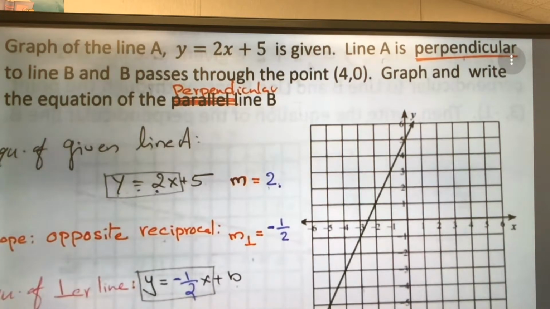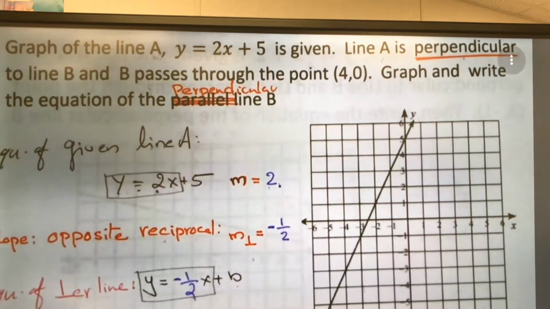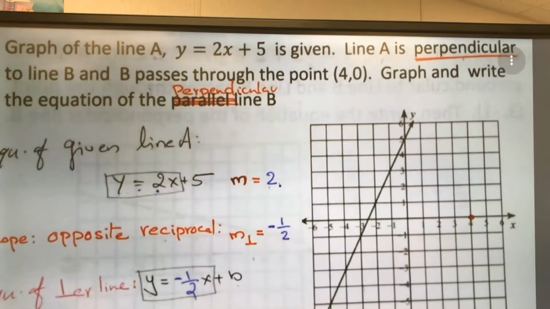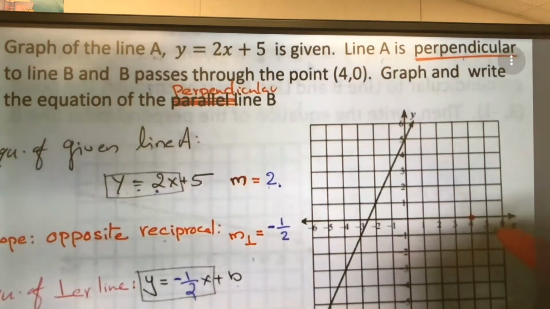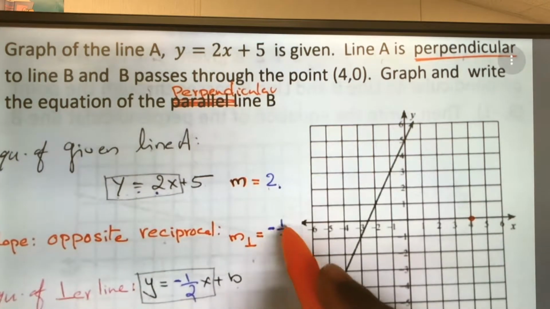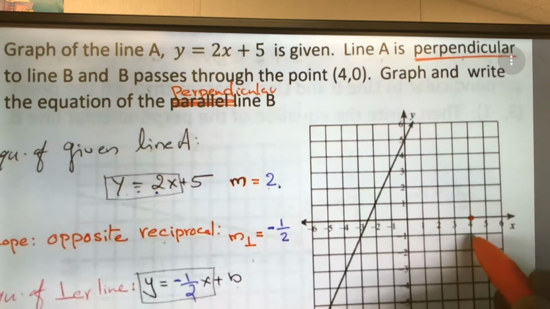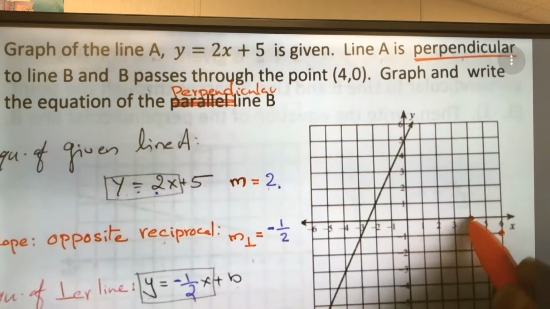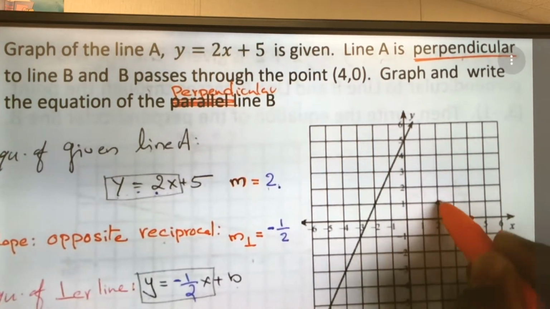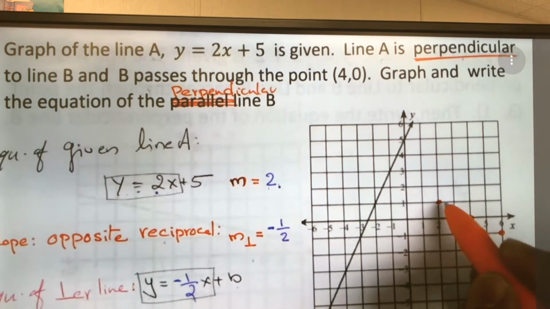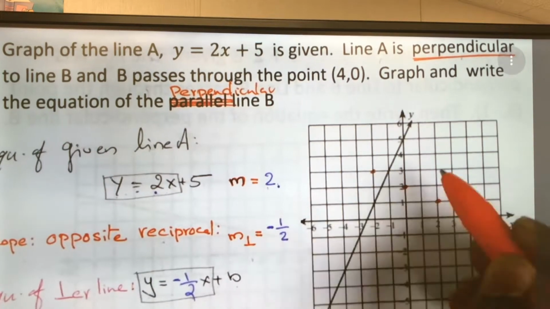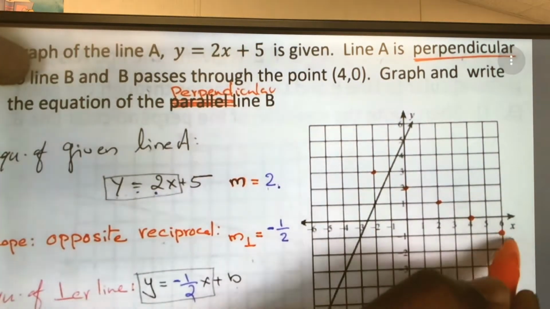The first, the graphical method, is: we are given the point (4, 0). Here is the point (4, 0), and the slope of the line B is negative 1 over 2. That means I have to move 1 point down, 2 points over. Since I need to get the y-intercept, let me go backwards. So 2 left, 1 up. 2 left, 1 up. Then 2 left, 1 up. 2 left, 1 up. So I can draw the line.